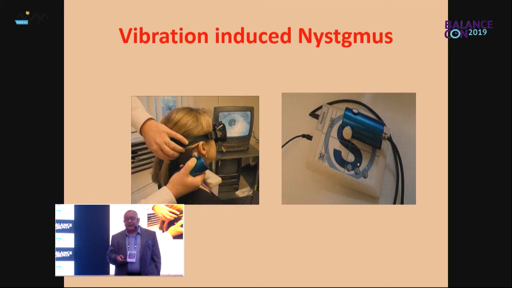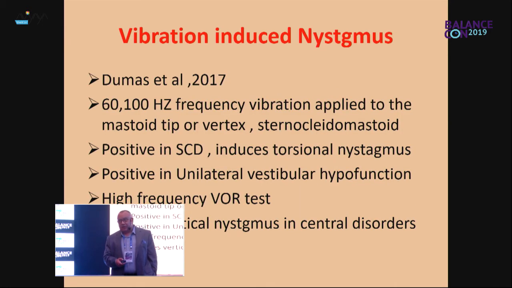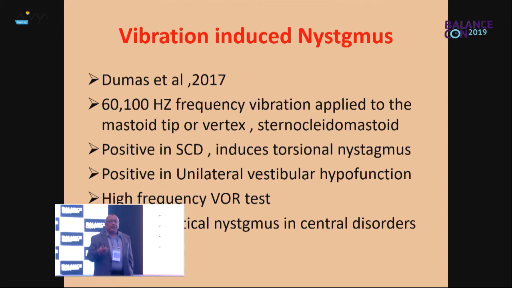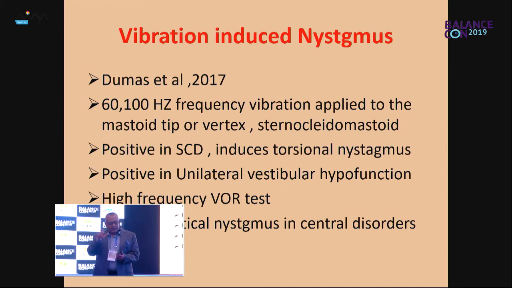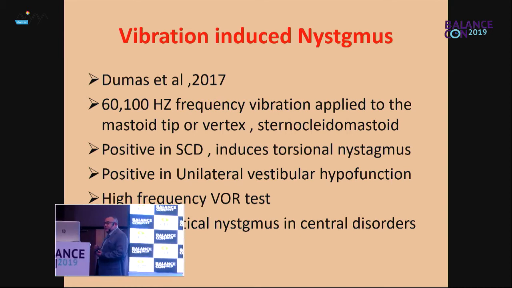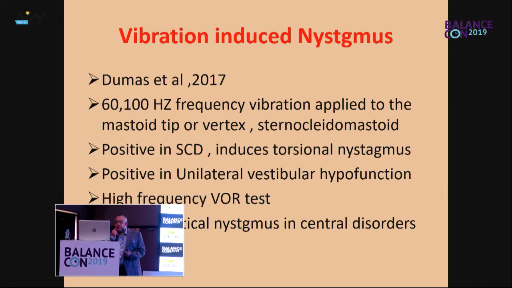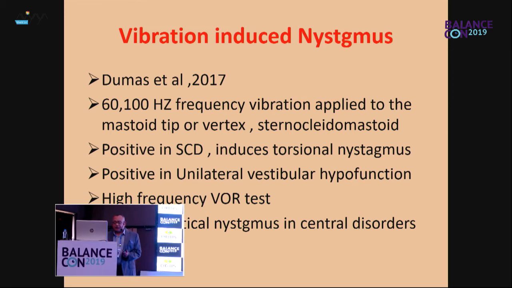So the idea behind the vibration-induced nystagmus is again to reveal unilateral hypofunction. He uses a 60 or 100 hertz frequency vibrator applied to the mastoid tip, the vertex, or the sternocleidomastoid muscle. And it could be positive in superior canal dehiscence, where it induces torsional nystagmus.